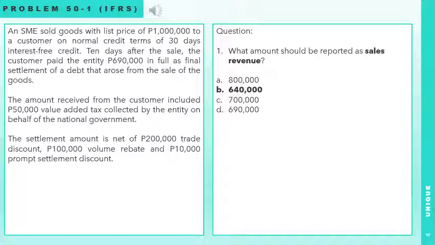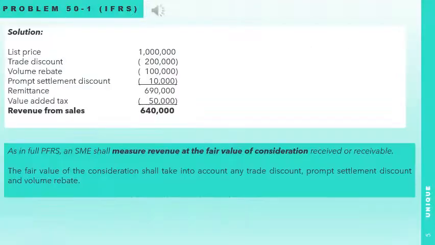Kasama sa na-receive ng SME ang 50,000 value-added tax collected on behalf of national government. The settlement of the amount is net of 200,000 trade discount, 100,000 volume rebate, and 10,000 prompt settlement discount. The question is, what amount should be reported as sales revenue? So, ano nga ba ang revenue for SME at paano ito na-measure?